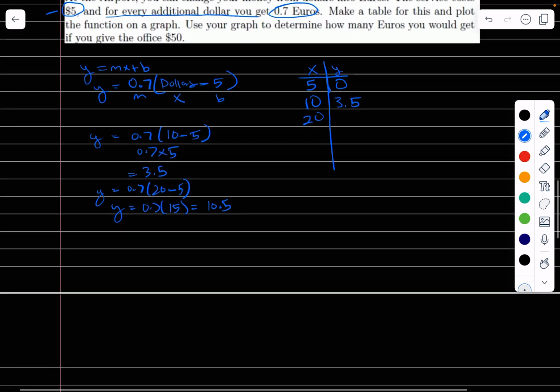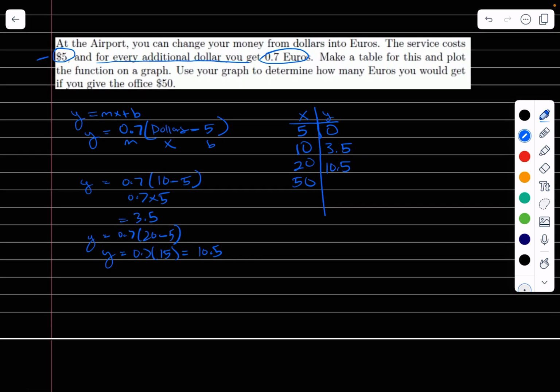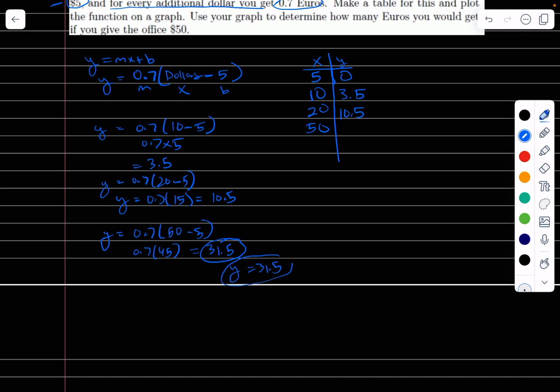Now let's go all the way to 50. They're asking how many euros we will get if we gave the office $50. This is where we're actually solving the problem. So y equals 0.7(50), because that's our input, minus 5. 0.7 times 45, which is 31.5 euros. So that's our answer. Y equals 31.5 euros.